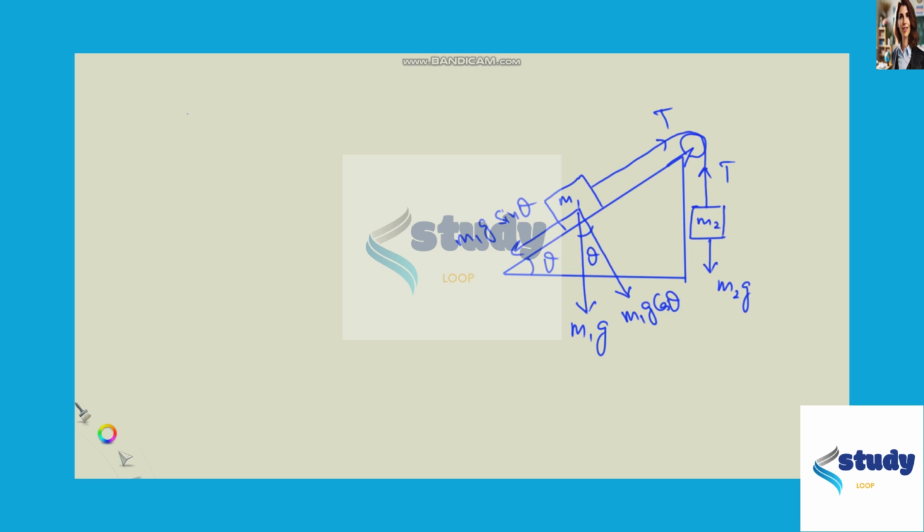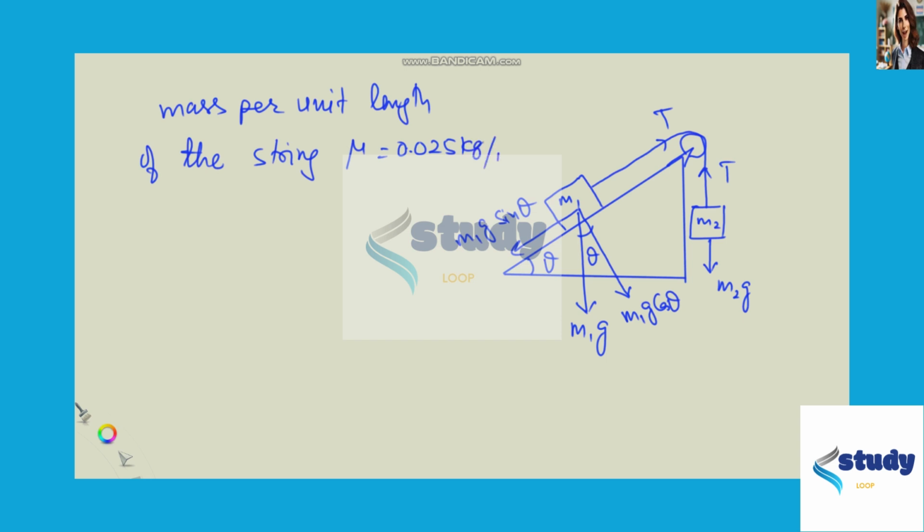Okay, now mass per unit length of the string, mu, that is given as 0.025 kilogram per meter, and speed of the transverse wave generated over it, v, is equal to 75.0 meter per second.